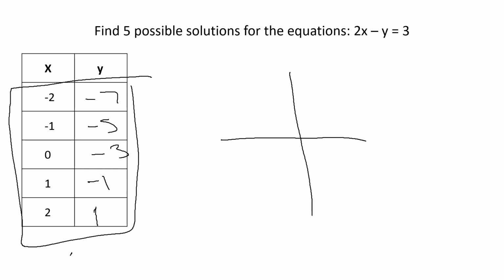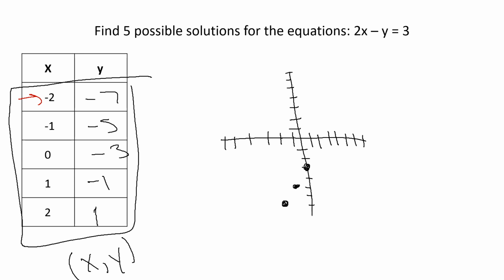Remember, on our points, we were graphing x, then y. So point 1 is negative 2, negative 7. Now, let me count, 1, 2, 3, 4, 5, 6, 7. All right, so negative 2, negative 7 is going to be here. Negative 1, negative 5, then 0, negative 3.